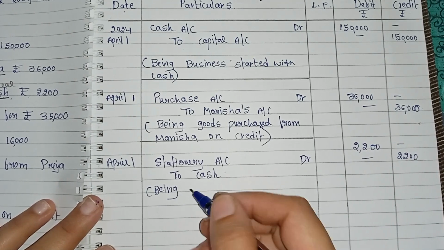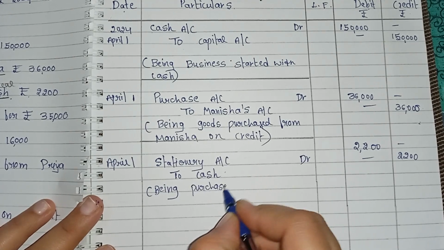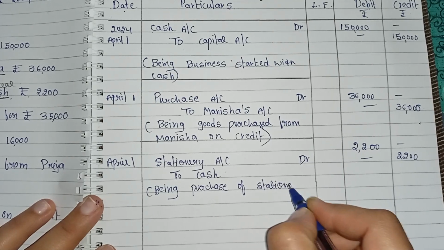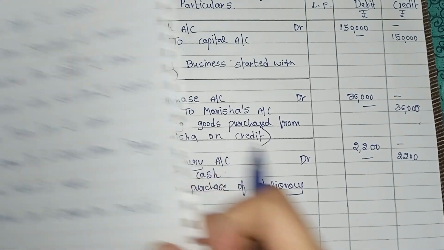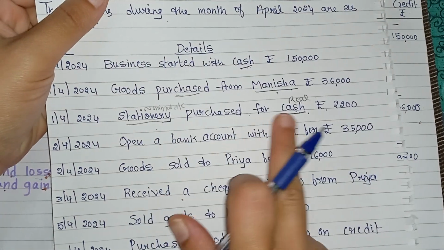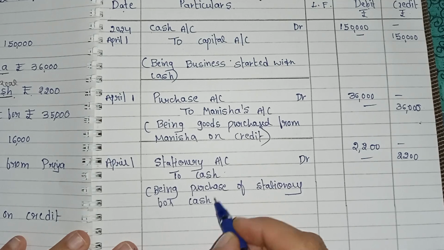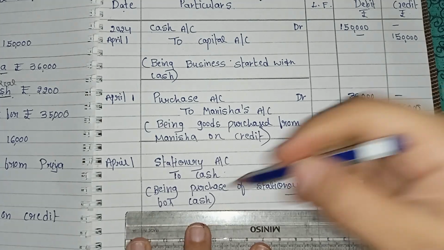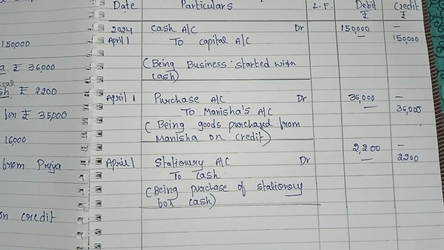Being purchase of stationery for, see, in this transaction they have mentioned they have purchased the stationery for cash. So, being purchase of stationery for cash. Now we need to underline only the particulars column. Fine.